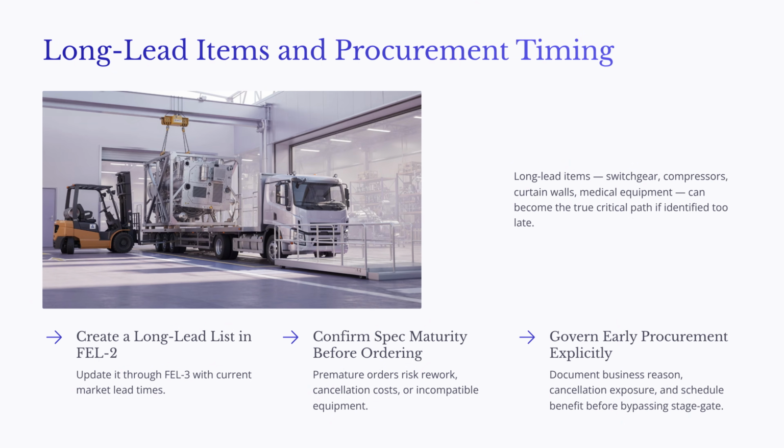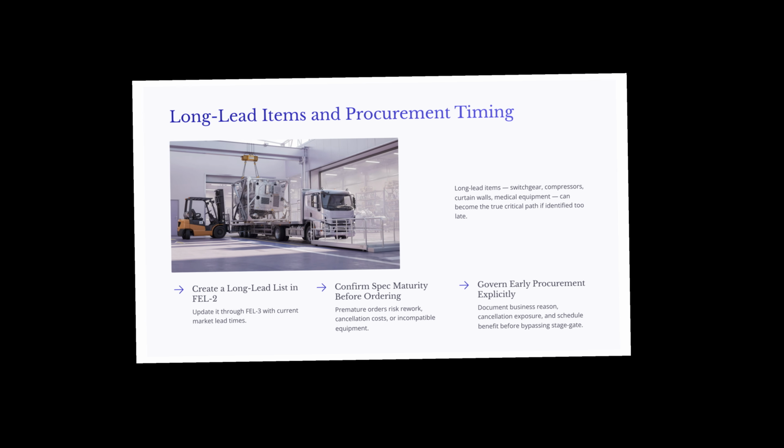Procurement timing requires balance. Ordering too late can delay the project, but ordering too early can create technical and financial risk. If the specification is not stable, the owner may face rework, cancellation costs, or incompatible equipment. When early procurement is necessary, it should be governed explicitly. The team should document the business reason, cancellation exposure, specification maturity, vendor assumptions, and schedule benefit. This prevents early procurement from becoming an informal workaround that bypasses the stage gate process.